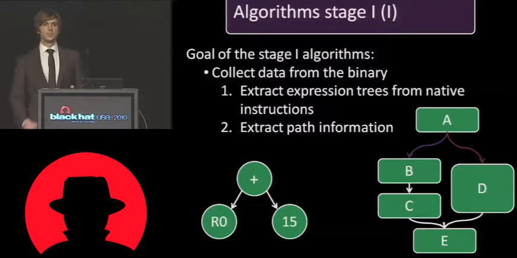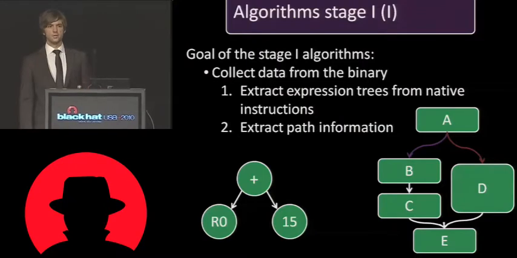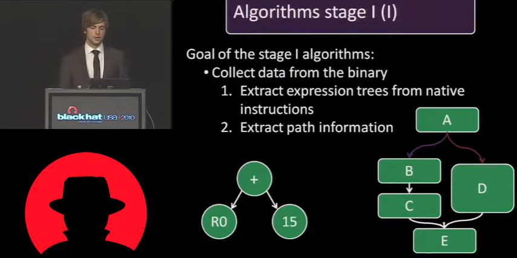You just have nodes connected in a binary tree form, and all leaf nodes are operands and all non-leaf nodes are operators. In this specific case, you add the register R0 to the immediate value of 15.